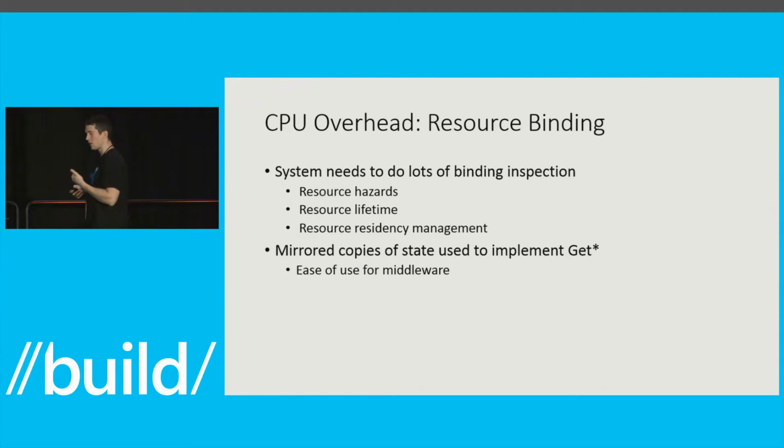So first, the bind points are used for resolving resource hazards. An example of a resource hazard is switching a resource from being a render target to being a texture. I'll explain more in a second what a hazard is and how we optimize it, but when I talk about hazards, it's usually transitions like that.